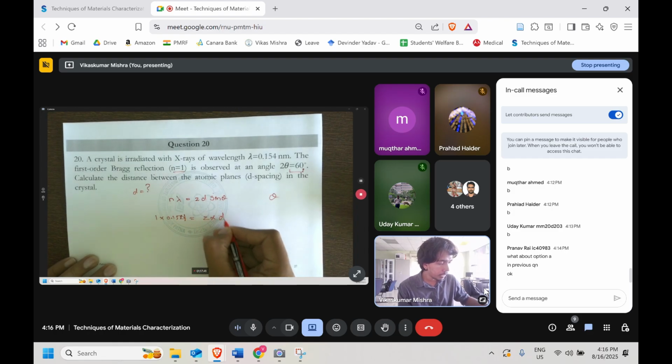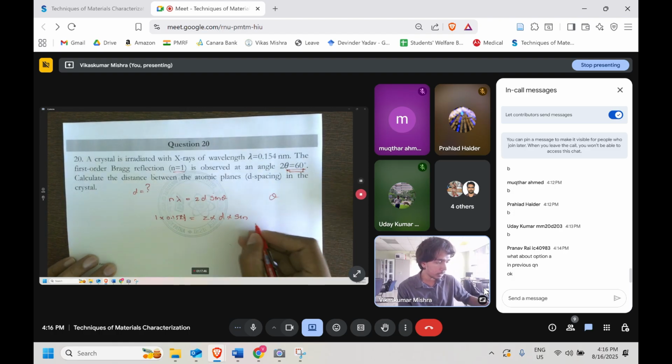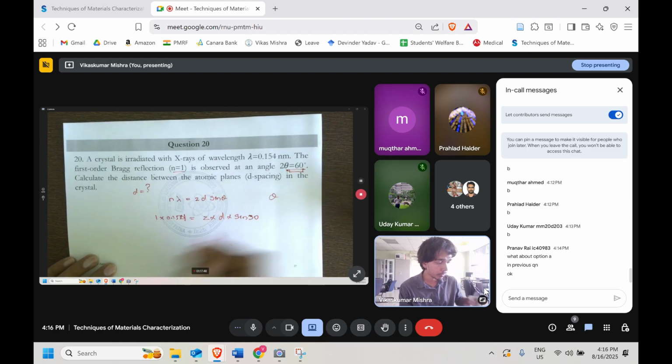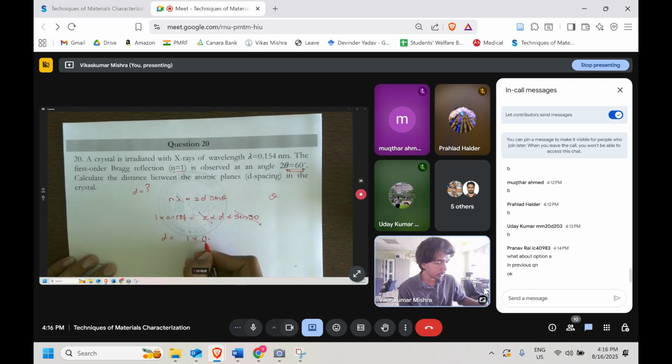Equals 2 multiplied by d multiplied by sine of theta. 2 theta is 60, so theta is 30. So we can solve this. Sine 30 is what? 1 by 2. So the 2 will be cancelled out. So the d spacing will be given by 1 multiplied by 0.154. So we can see that the d spacing is nothing but 0.154 nanometer.